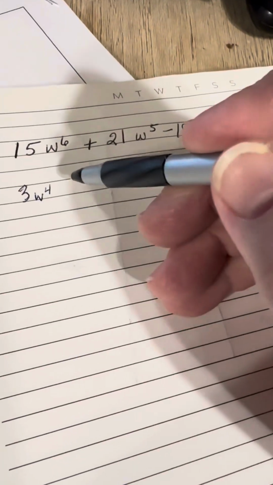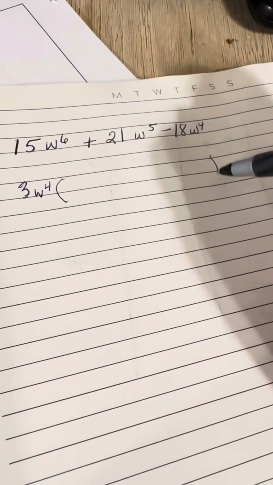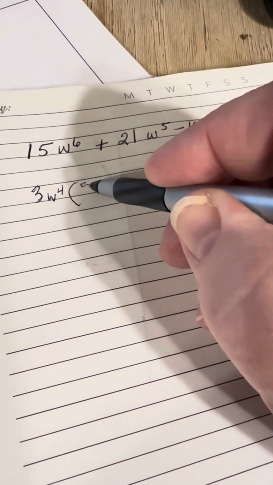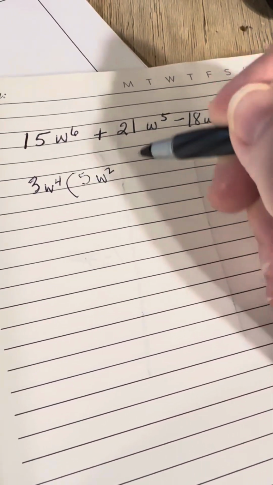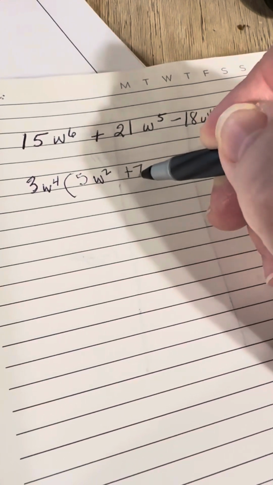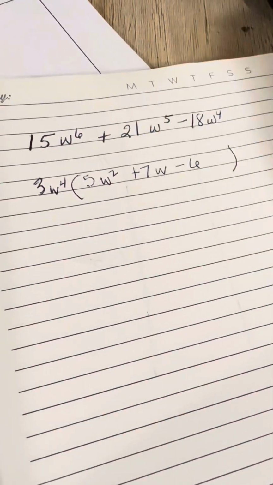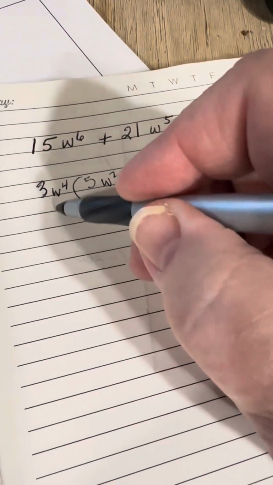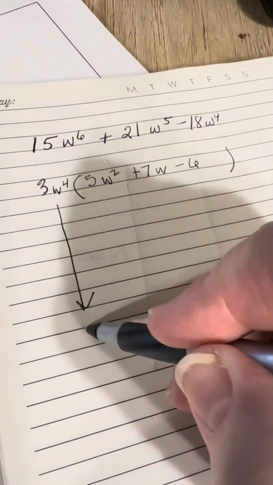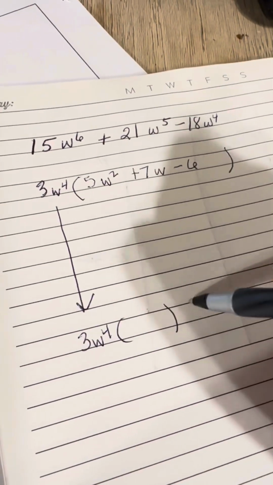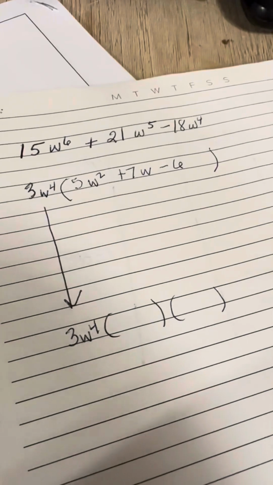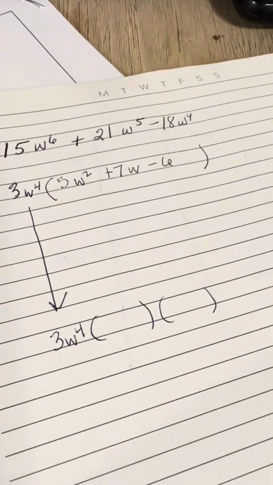And so we'll pull that out of each term. We'll divide it out. And what we have left in the first term is a 5W squared. Second term, we'd have a positive 7W. Third term, we'd have a negative 6 left. Now, since we pulled that out in step 1, we're going to bring that down and prepare our answer to include that. So when we factor what was left over, we'll fill in those 2 parentheses.